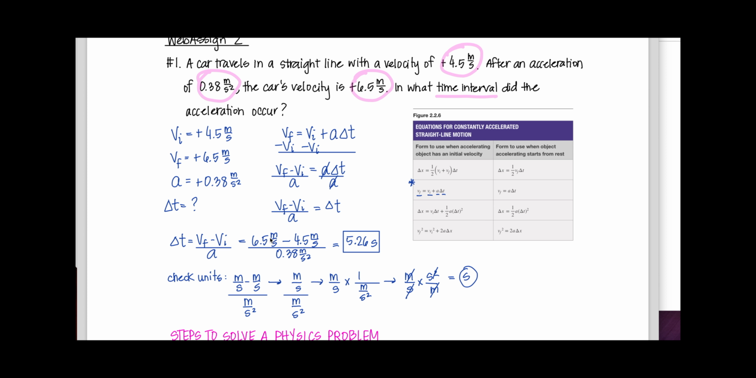For example, if you plugged in 6.5 meters per second, but you have minus 4.5 meters per second squared, okay, that should stand out to you as not making sense. You cannot subtract two quantities with different units. Or say you accidentally plugged in the acceleration value here. Say you have 6.5 meters per second minus 0.38 meters per second squared. That should also stand out to you as being impossible because we cannot add or subtract quantities with different units.